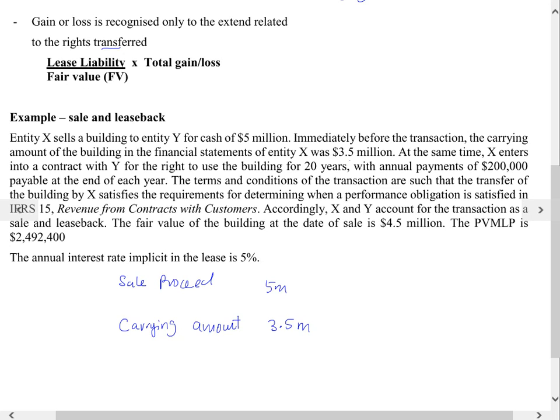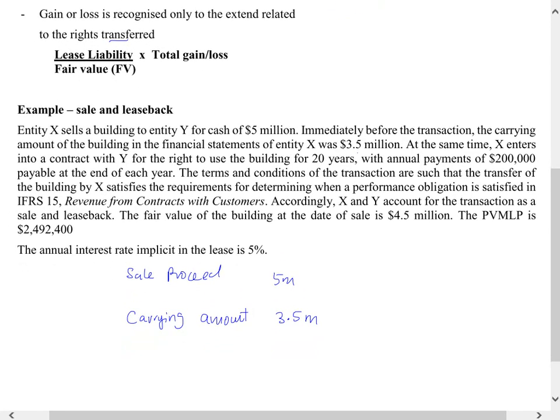The term and condition of the transaction are such that the transfer of the building is satisfied by the requirement determining by the performance obligation satisfied in IFRS 15. Means the transaction constitute a sale. Accordingly, X and Y accounts for the transaction as a sale and leaseback. The fair value is actually 4.5. For fair value 4.5 million.